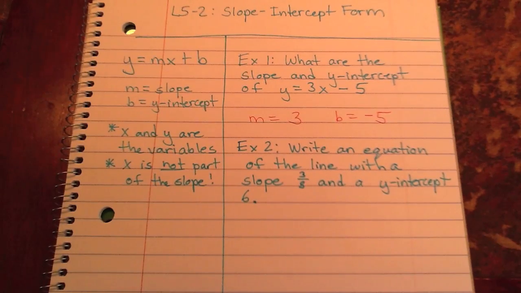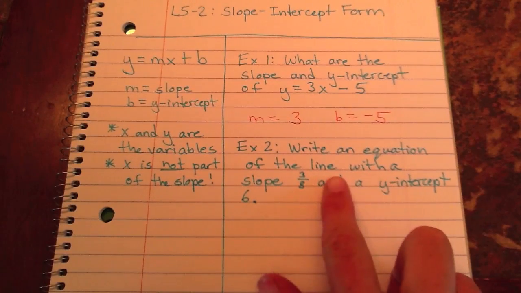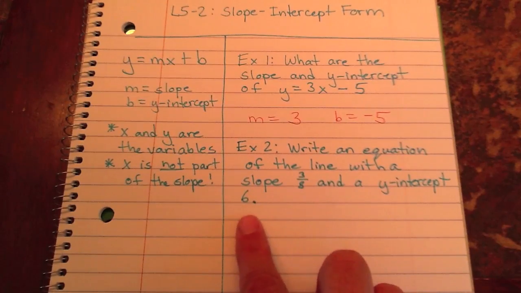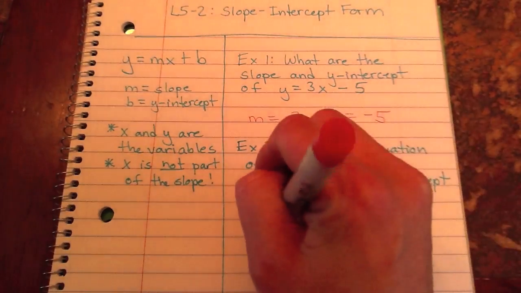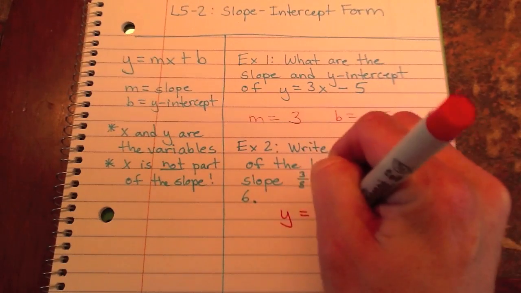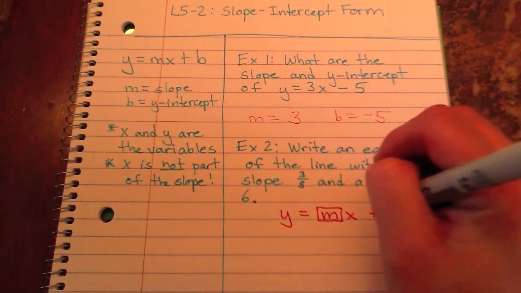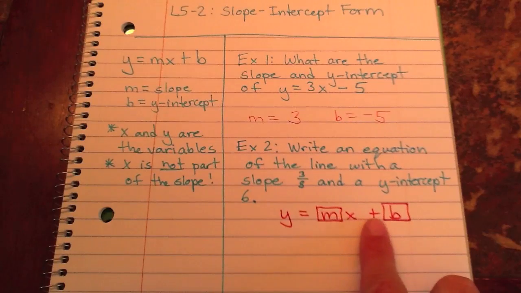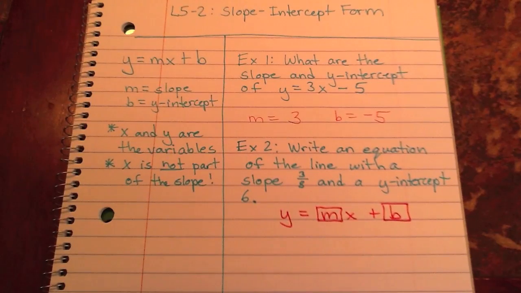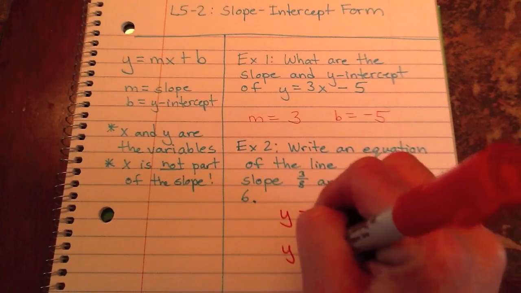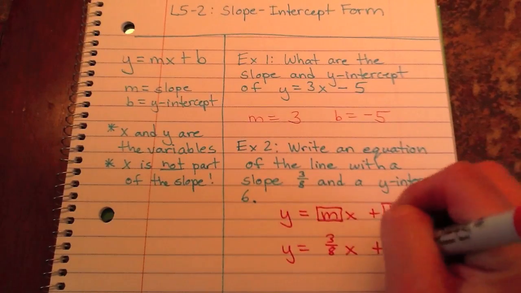When you go to write your equation here, you write an equation of a line, so it's a linear, with a slope of 3/8 and a y-intercept of 6. So you're thinking about that same idea. Y equals mx plus b. You're going to plug slope in for m. You're going to plug y-intercept in for b. If it's a negative, you always put subtraction here instead of plus. So you're just going to rewrite it. Y equals 3/8 x plus 6, and you're done.